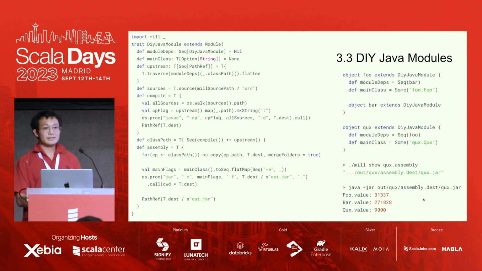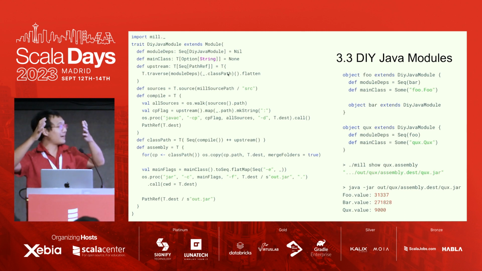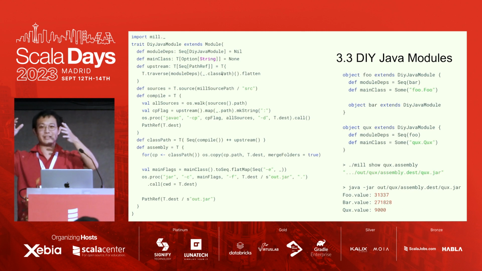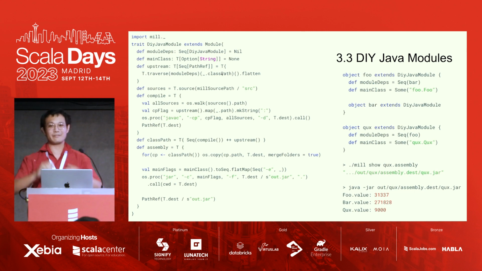Yeah, it's similar to why you need traverse for futures. In this case, we have module deps. If I map the class path, then I'll get a list of targets, right? But in order to use it downstream, I want a target of lists, so I can flatten them later. It's similar to when you have futures the wrong way around, you have this traverse function to flip them.